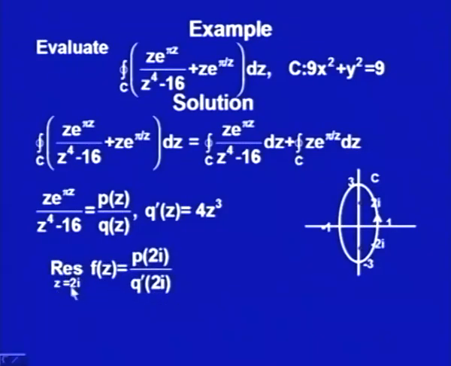So, now residue at z is equal to 2 I would be p at 2 I divided by q dash at 2 I. So, p is your z times e to the power pi z. So, what we would get is 2 I e to the power 2 pi I upon 4 z cube. Z cube means is your 2I cube. Since you are having here also z, so you could write it as actually p z naught upon q dash z naught. You may write it e to the power pi z upon 4 z square also.